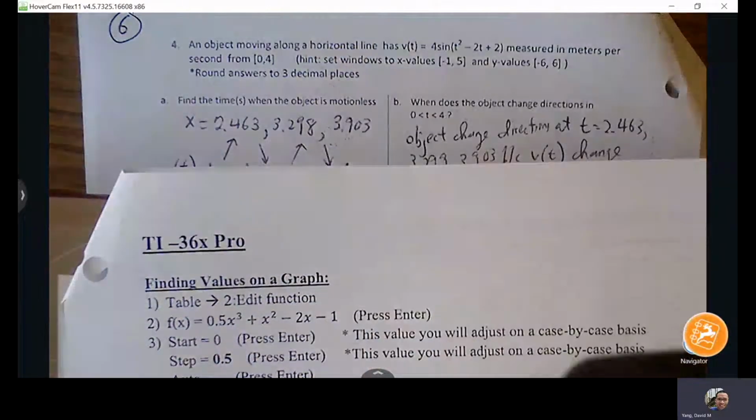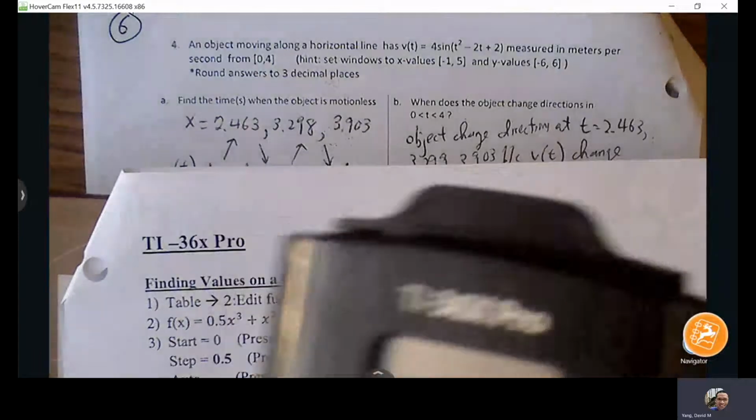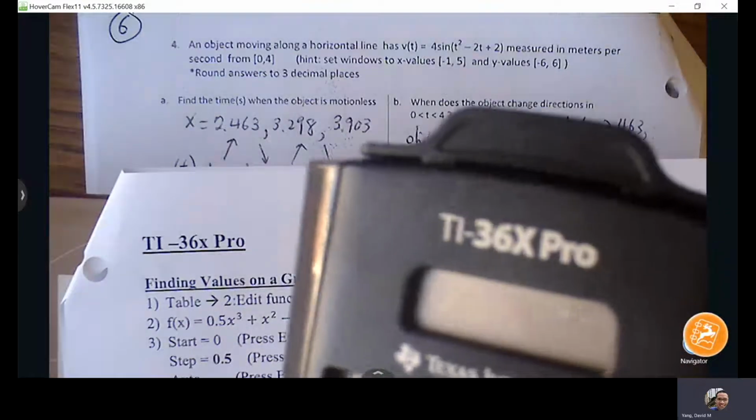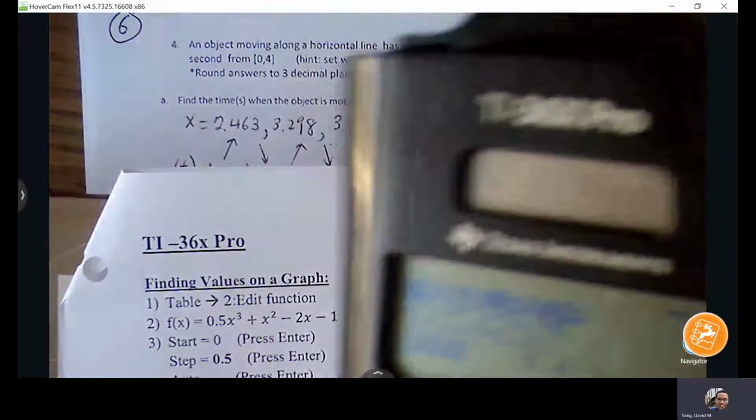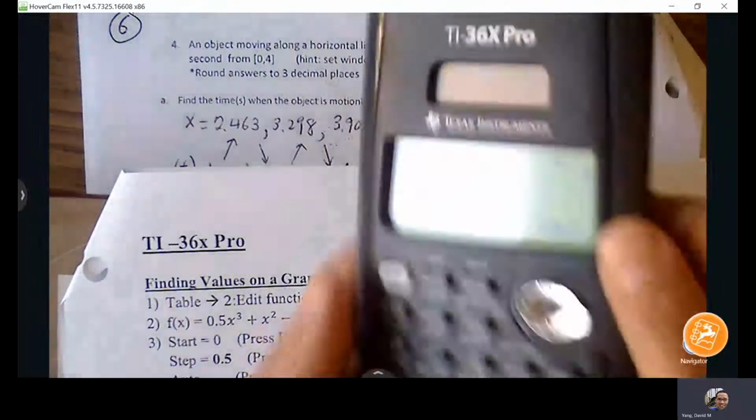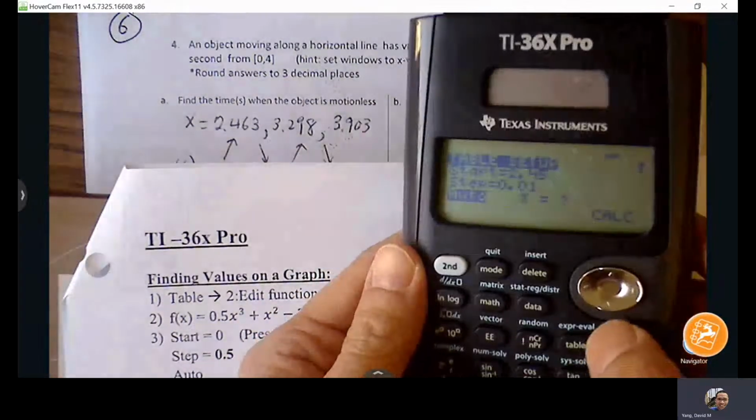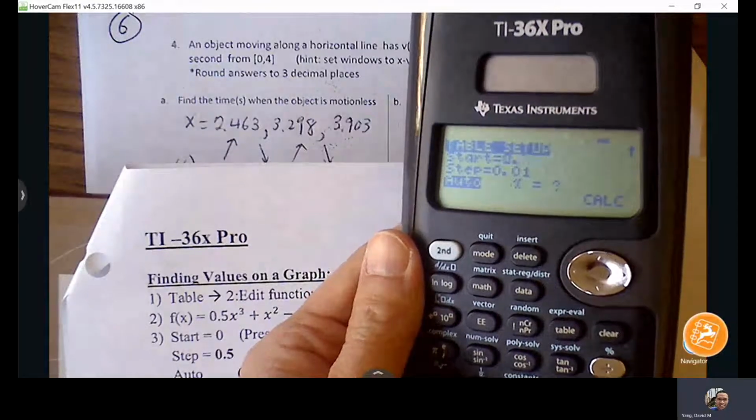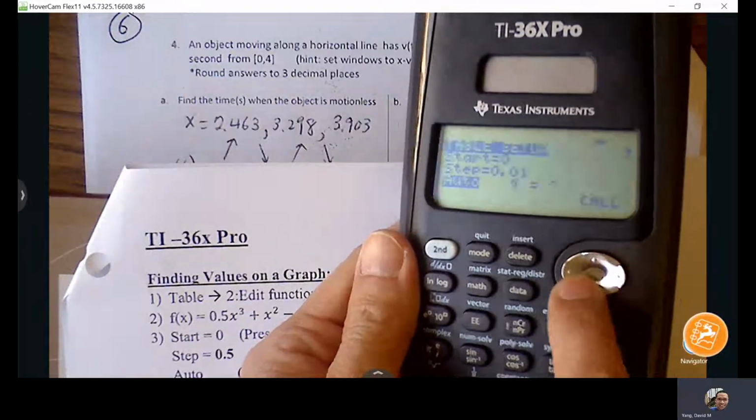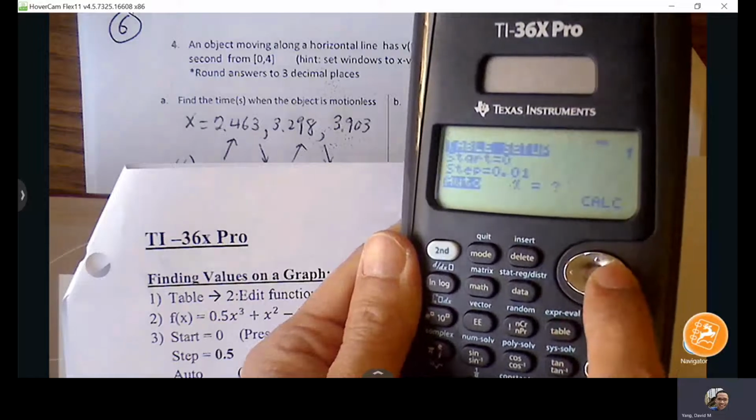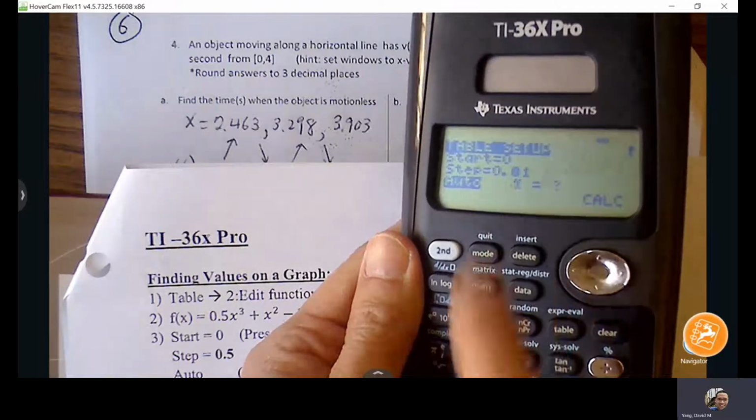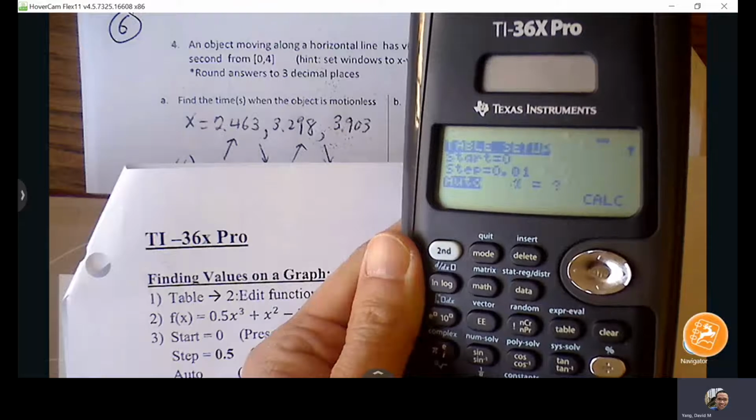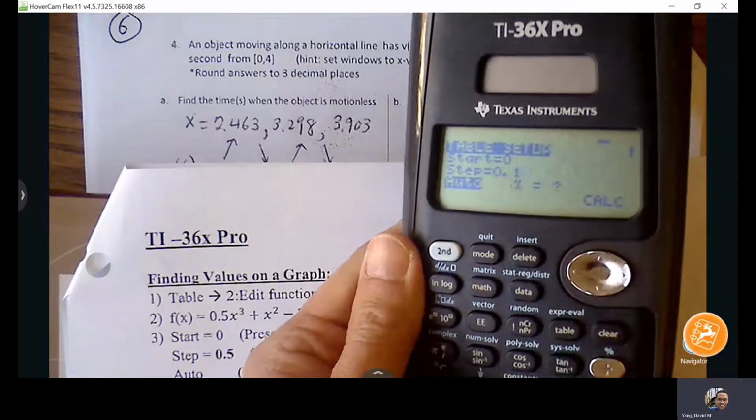Now, just understand that if you're using the 36 Pro, it's going to be a little more cumbersome because it is not going to be able to give you a visual graph. So you really just have to rely on the table of values. Okay, so table setup, you're going to start at 0 because that's the start of our interval. And then step, you can do 0.01. It just takes a long time. Maybe we can save that for later. So maybe start off doing 0.1 instead.